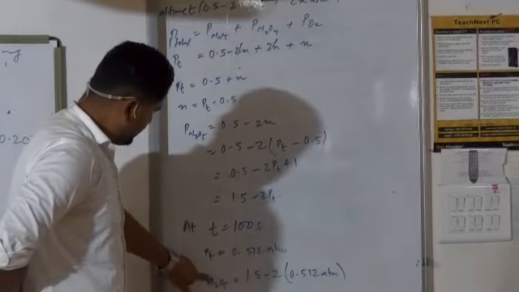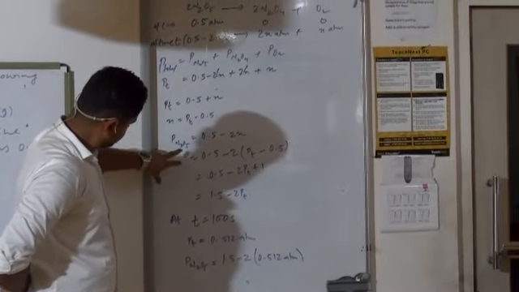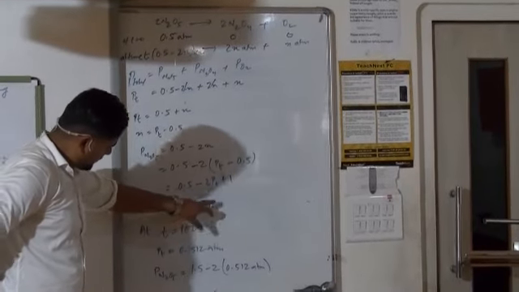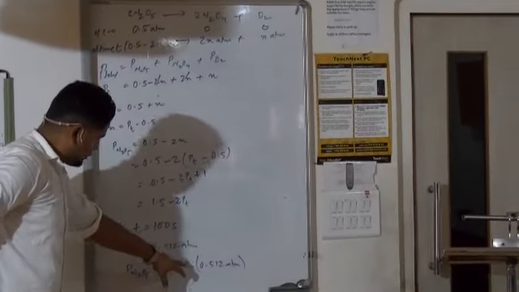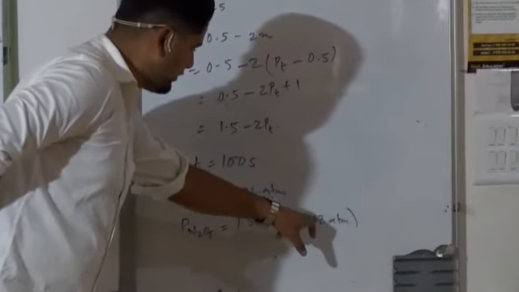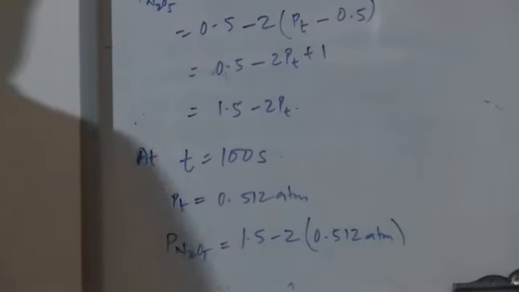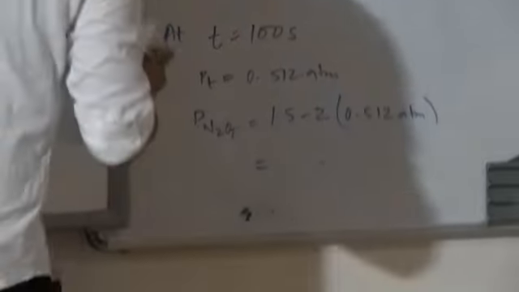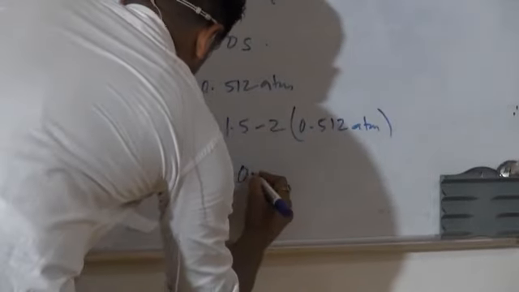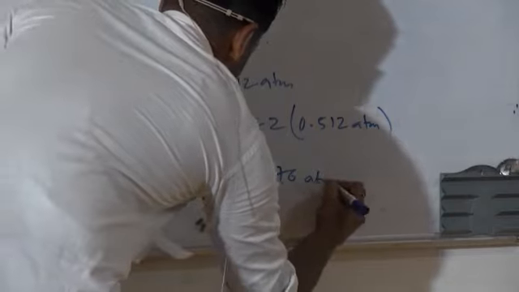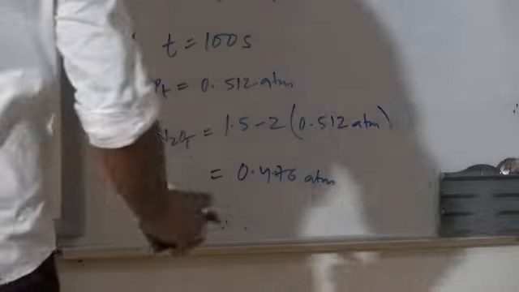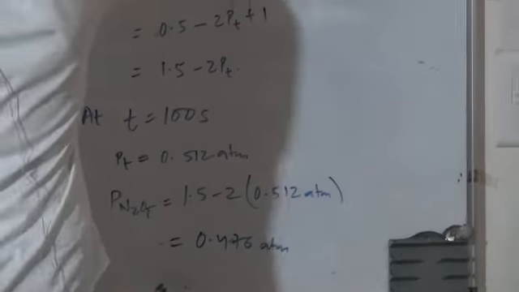So P N2O5 from here is 1.5 minus 2 times P total, which is 0.512 atmosphere. After calculating this, if you multiply this, you'll get a value of around 0.476 atmosphere. Okay, let me rub again.